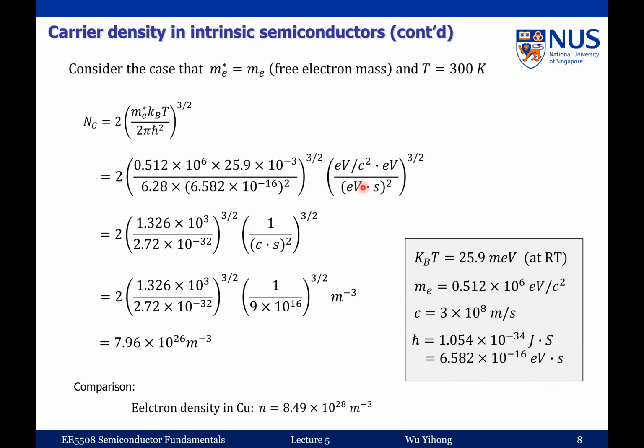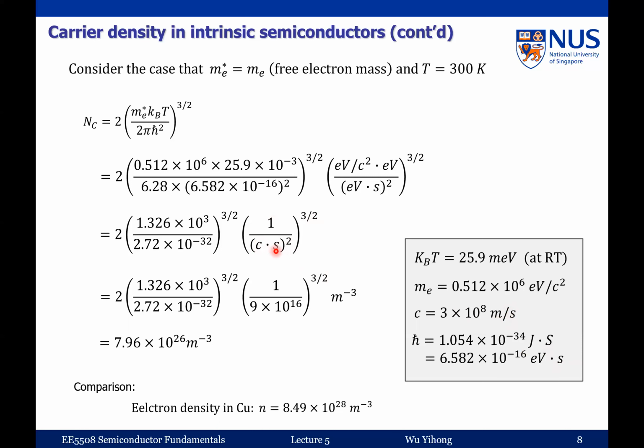Dimension-wise, you have eV here and eV here, and here is eV squared. So eV squared over eV, this cancels out. Now you have a speed, so c squared goes down, c dot s squared. Now this is c dot second, so when you have c dot second, the second is gone, and then you have a meter. So here you get a meter squared, as at the denominator, and then take the square root. So you get a meter.